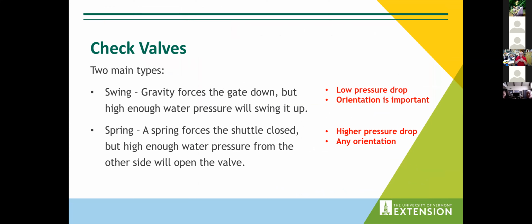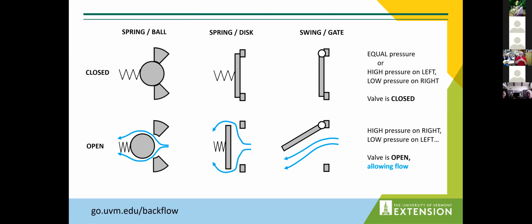So there are two main types of check valves. You have the swing type, where gravity force opens the gate, and then the pressure on the other side closes it. You have the spring type, where it's not gravity, it's actually a spring, by the name, and that keeps the water pressure on one side higher than the other. So these are the two main types of check valves there are. And I'm going to show you examples of those and some of the issues related to them.